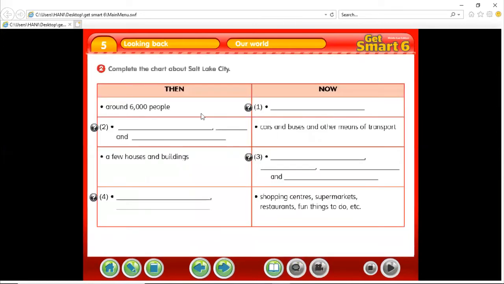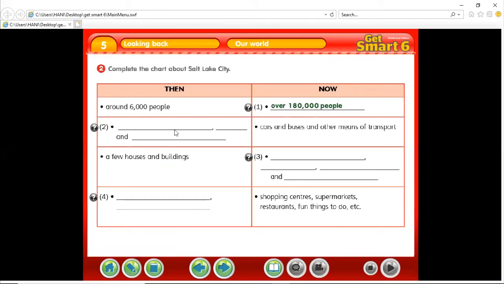Okay, let's see. In exercise number 2, complete the chart about Salt Lake City. Then and now, in the past and at present time. Let's see. About population, around 6,000 people. In the past, there used to be 6,000 people. Okay, but now, how many people are living in this city? Let's see, over 180,000 people. Okay, this is from the passage we listened to now.